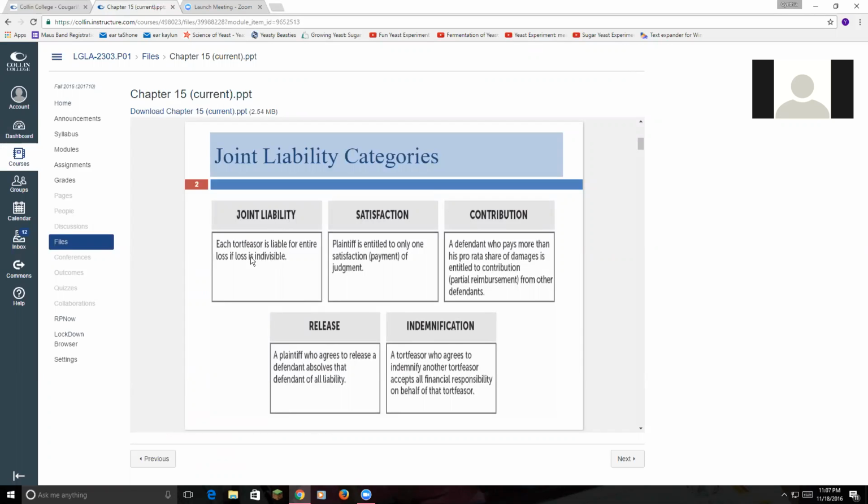With joint and several liability, each tortfeasor is liable for the entire loss if the loss is indivisible. Let's pause for a second, a little reminder about what tortfeasor means. Tortfeasor is someone who has been found liable for a particular tort. So this is a defendant in a case in which the plaintiff has been successful. And we find out that each tortfeasor under a joint and several liability theory is liable for the entire loss, not just his or her pro rata portion of the loss, but the entire loss in cases in which the loss is indivisible, which is usually what's happening.